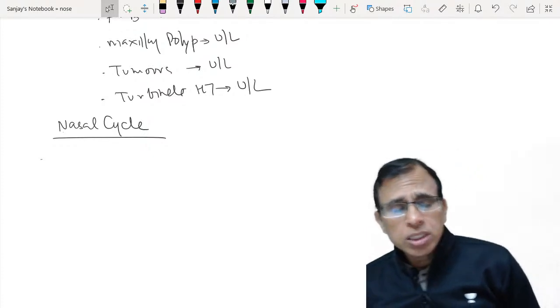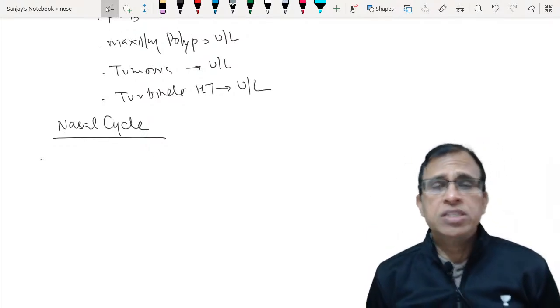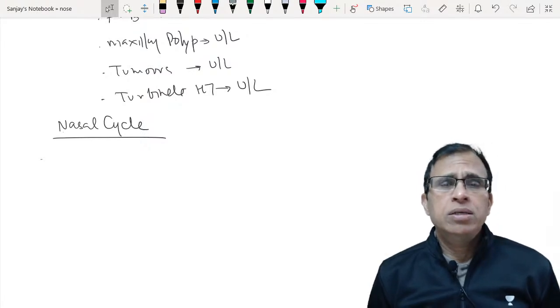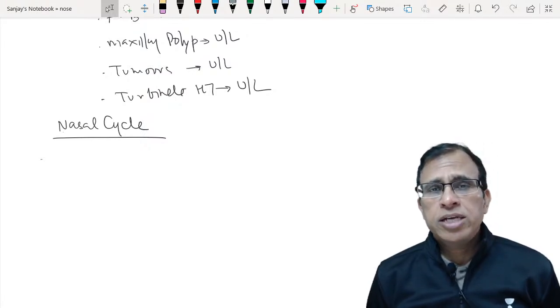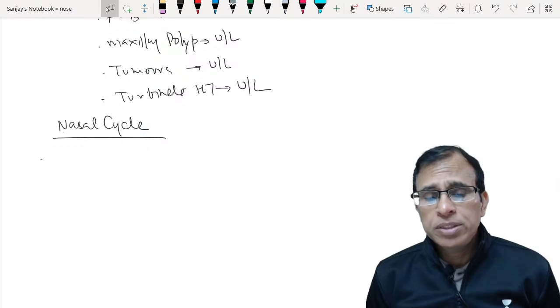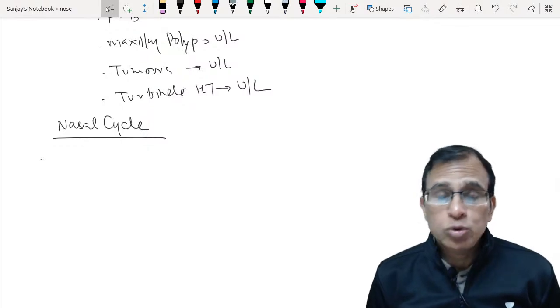Now, why do you think we have a nasal cycle? Why does nature have this nasal cycle? Why not both noses remain the same all the time? Why does the inferior turbinate shrink and expand, creating a nasal cycle? There are two theories to it. There is no confirmation why this happens, but there are two theories.